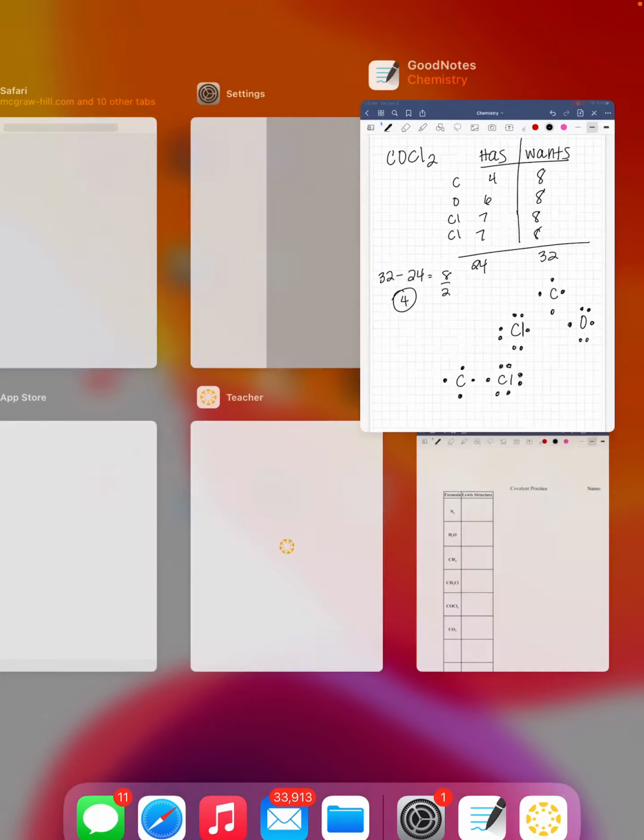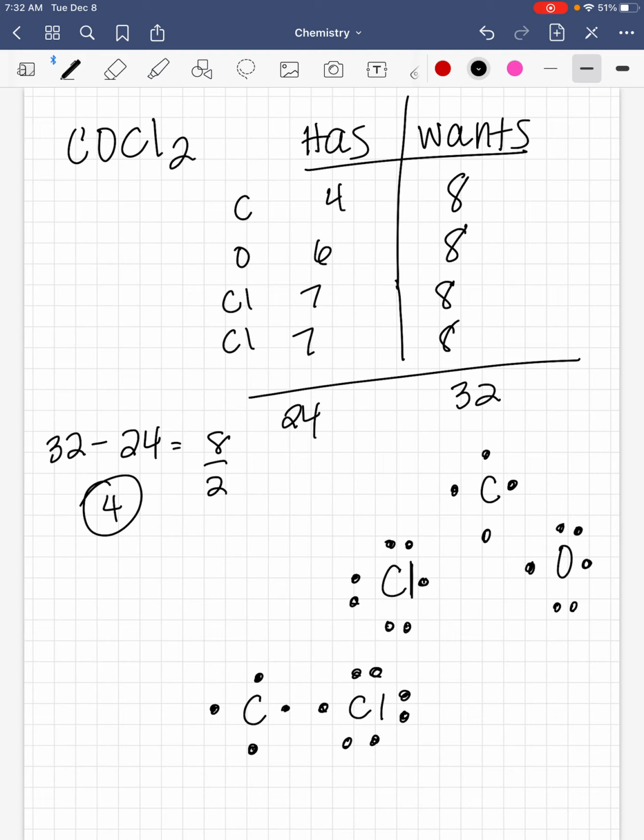Okay, so this one has 8. We're good to go. But I got 1 more chlorine, so I'm going to do it to the other side as well. Okay, so this chlorine is also done.